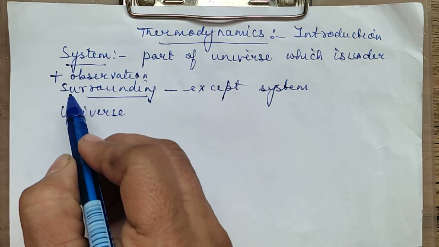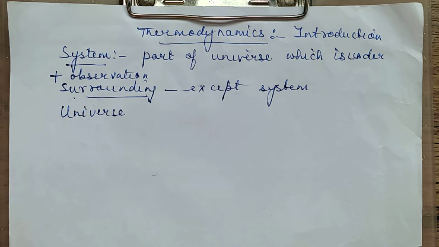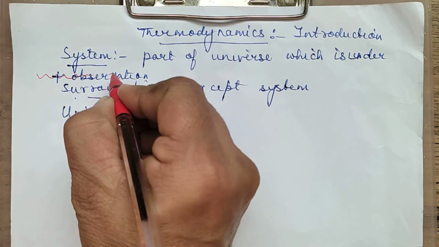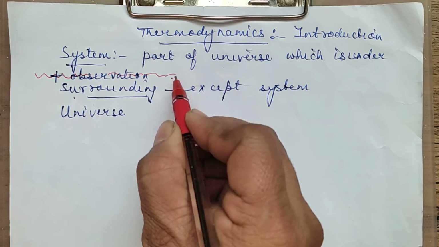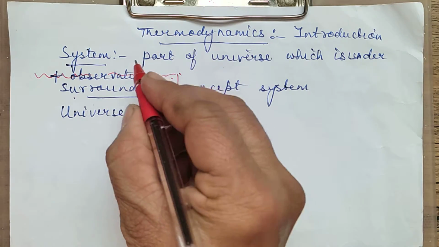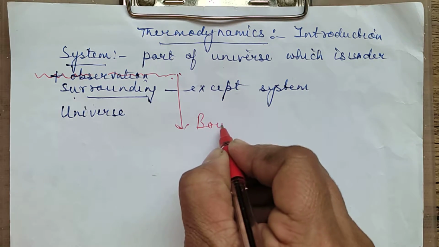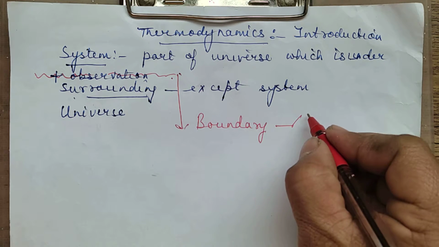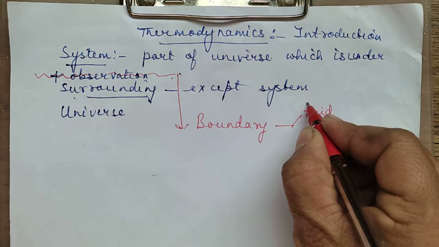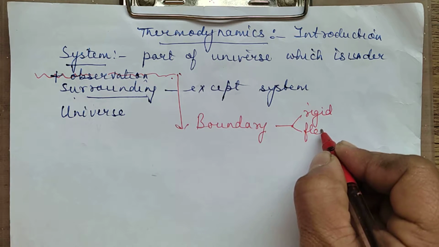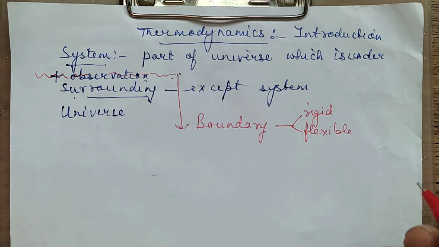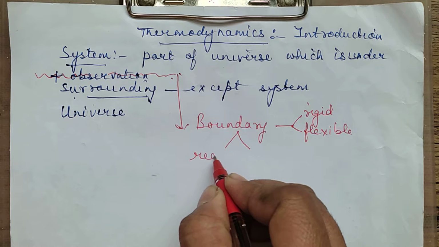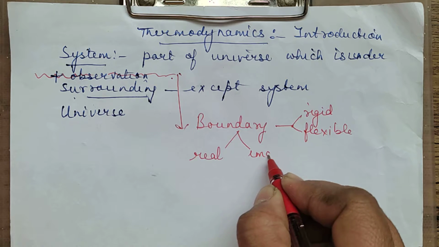Now between system and surrounding there is a boundary. Between these two there is a boundary, right? This boundary, this I am writing here, between the system and the surrounding there is a boundary, and this boundary can either be rigid or it can be flexible. It can be a rigid boundary or it can be moving. Or this boundary can be real or it can be imaginary.